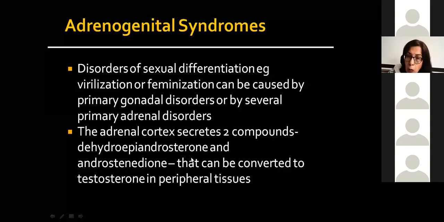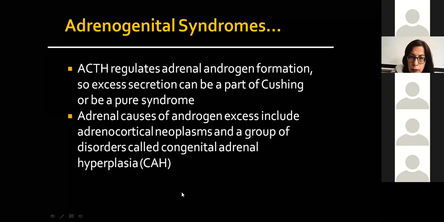Now, how? The adrenal cortex secretes two compounds, dehydroepiandrosterone and androstenedione. These are the two compounds that can be converted to testosterone in the peripheral tissue. These are called adrenal androgens. And these adrenal androgens in the circulation are converted to testosterone, and testosterone can further be converted into estrogen. So, these are the compounds. How do they do it?